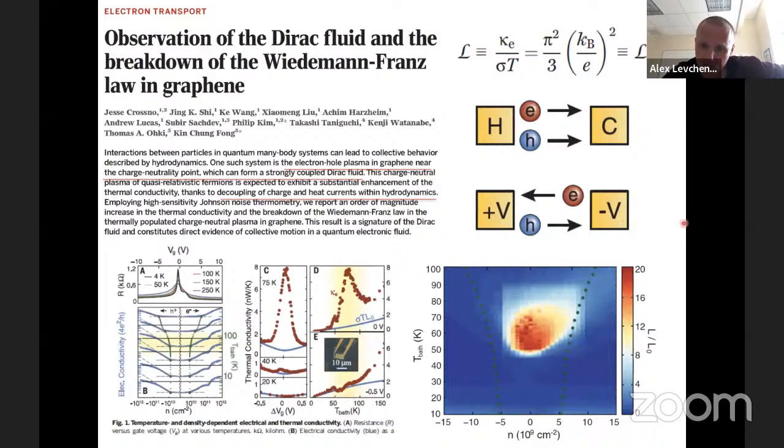And this plot at the bottom of the page is a phase diagram in temperature versus density, where it shows this giant enhancement of the Lorentz number as compared to the conventional value, where this anomaly occurs. So it is in the regime close to charge neutrality. And if you take a cut in the temperature domain somewhere at higher temperature, again, this is important to ensure that the electron-electron mean free path is shorter than anything else that exists in this system.